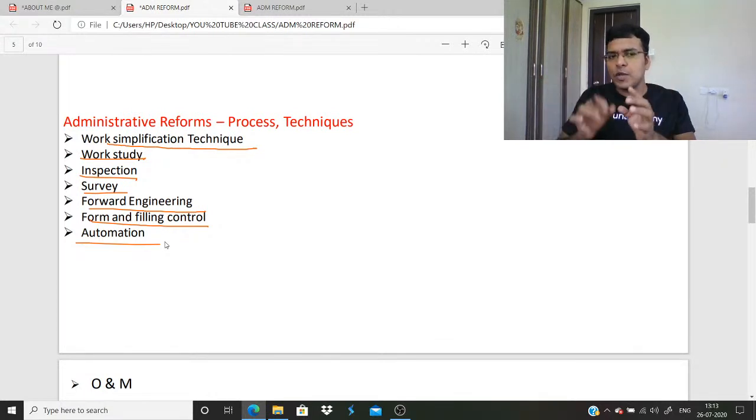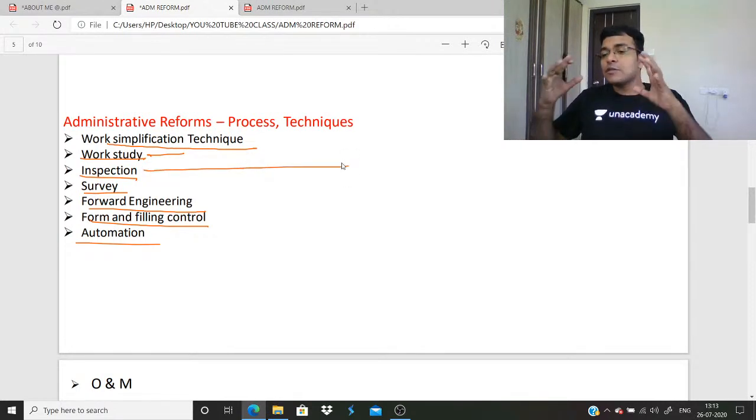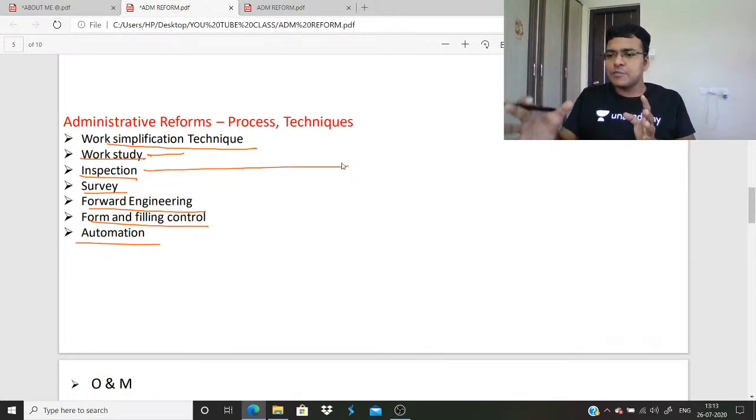Work simplification technique means you simplify a work, you simplify doing a work. When some work is done in a simple way, more people can do it, and the result will be better. Productivity will increase when work is done in a simple manner instead of a difficult manner. Work study means study the work, study the different methods and procedures of work in order to increase productivity.